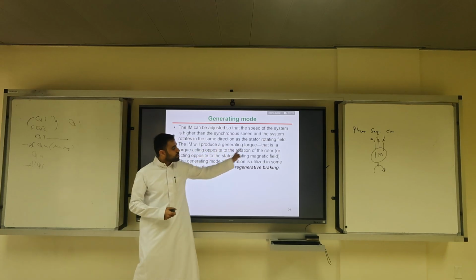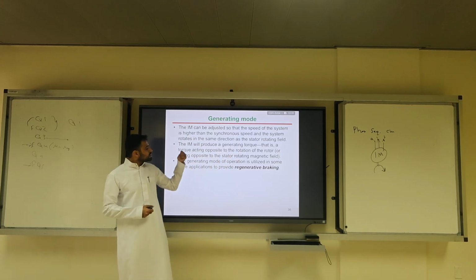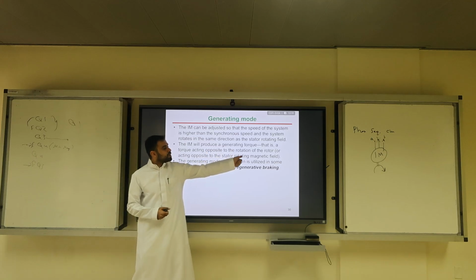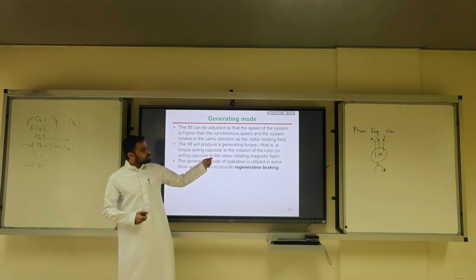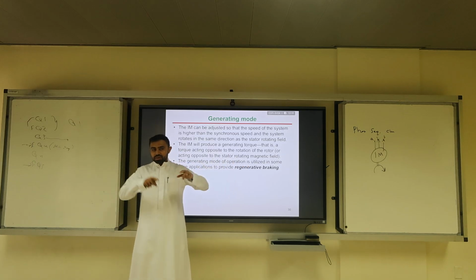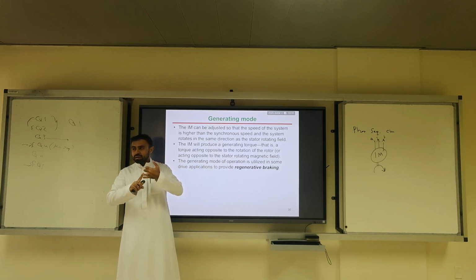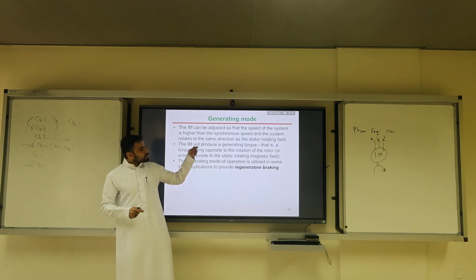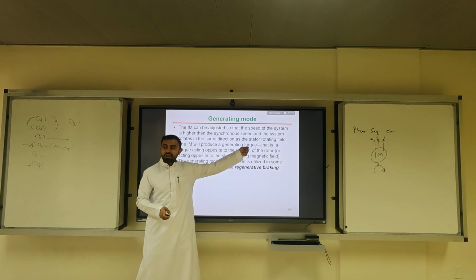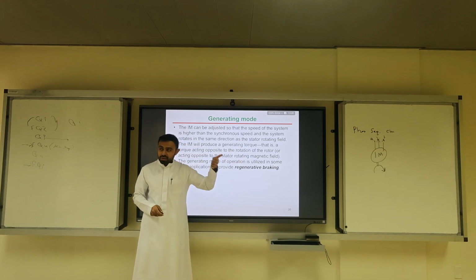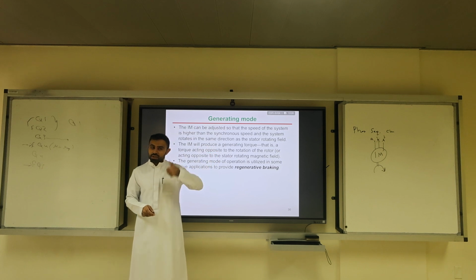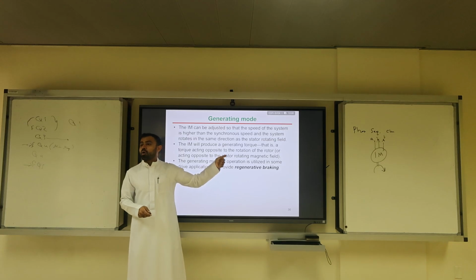The induction machine will produce a generating torque. We will have a torque that is acting opposite to the rotation of the rotor, or acting opposite to the RMF. So always in motoring and generating, speed is in the same direction of the RMF. However, the torque produced in the generating mode is negative. In the motoring mode, the torque is positive. What does positive mean? Positive means it is in the direction of the RMF. Negative in the generating is in the opposite direction.